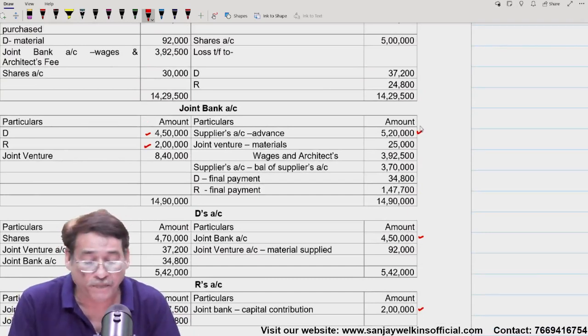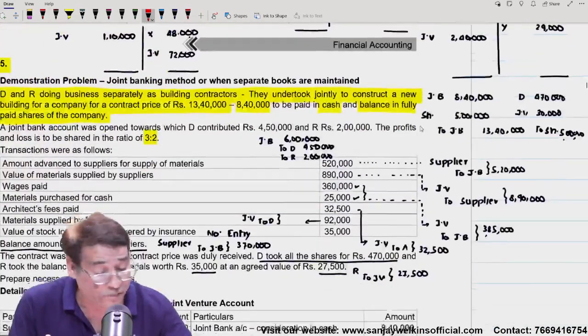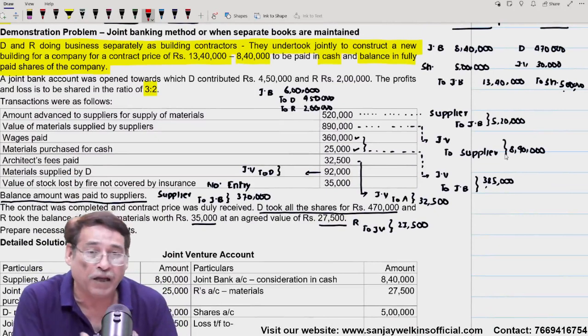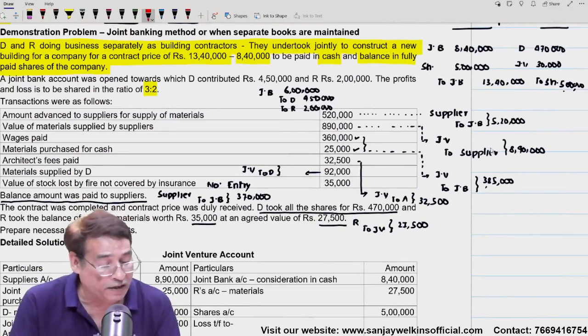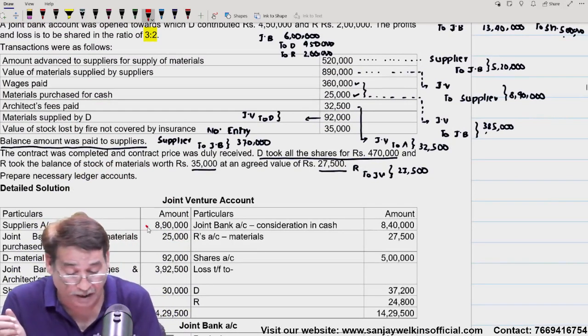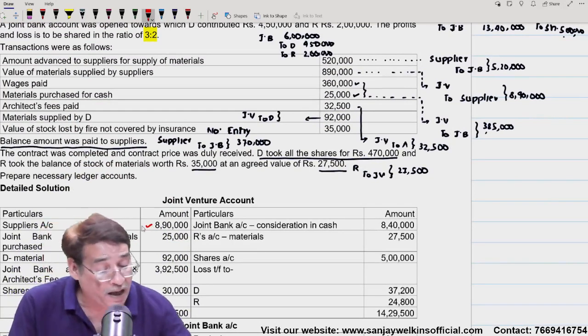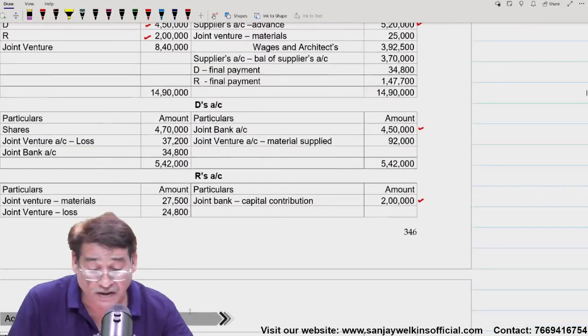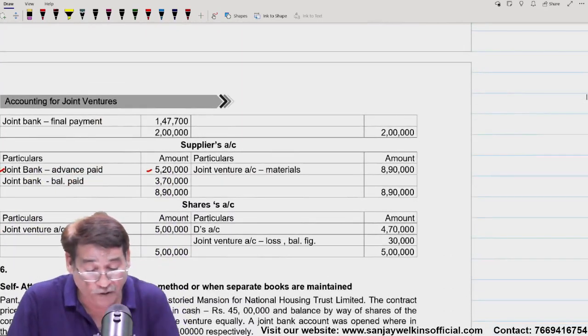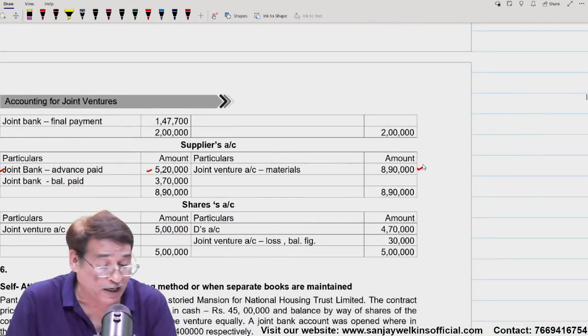Is it clear to you? Then after that, we have passed the entry joint venture account debit to supplier, because the supplier has supplied 8,90,000 worth of goods. So in the joint venture account, I will write to supplier account 8,90,000. And because the supplier account is getting credited, on the credit side of the supplier account I will write by joint venture 8,90,000.